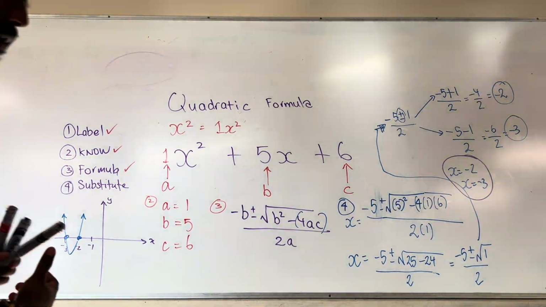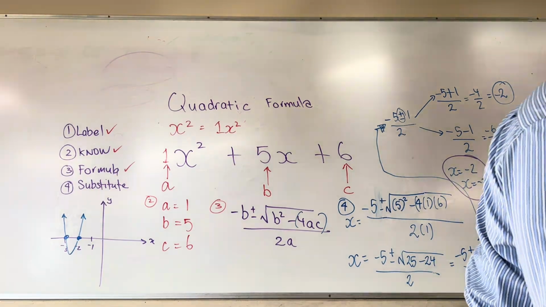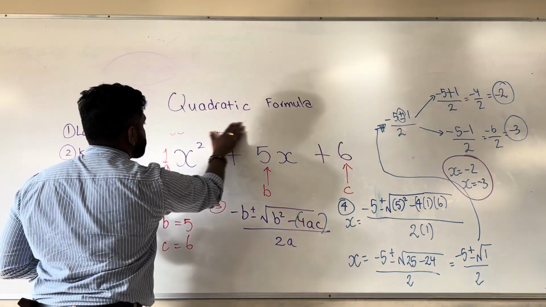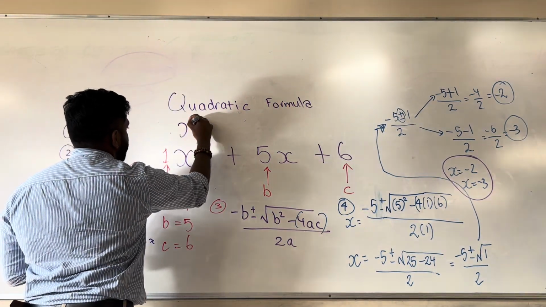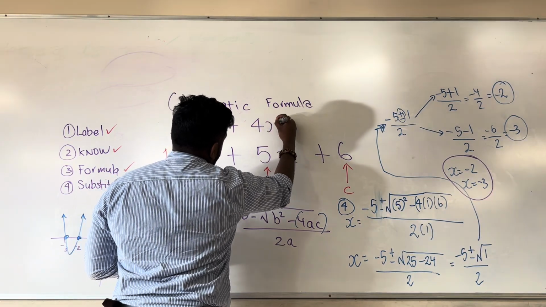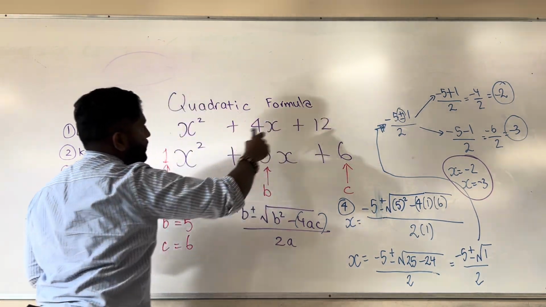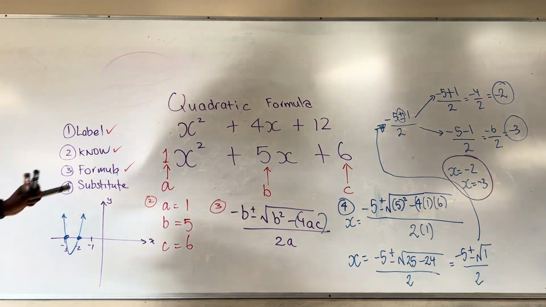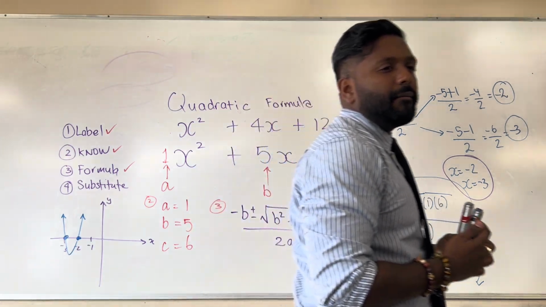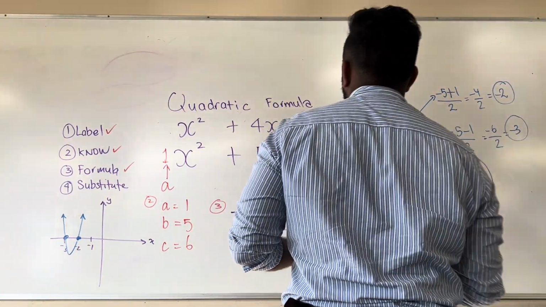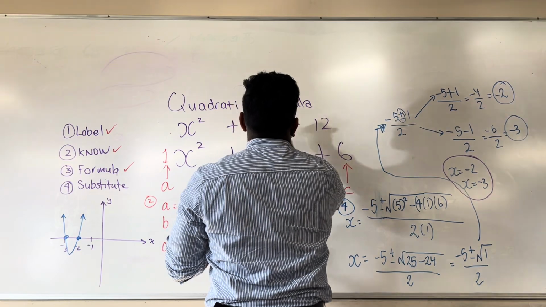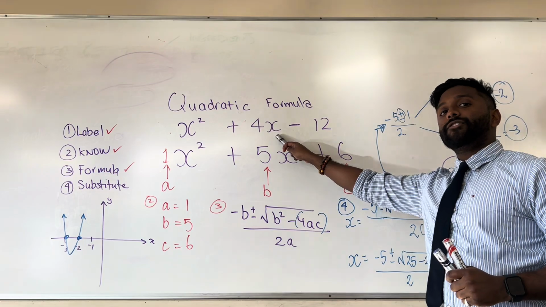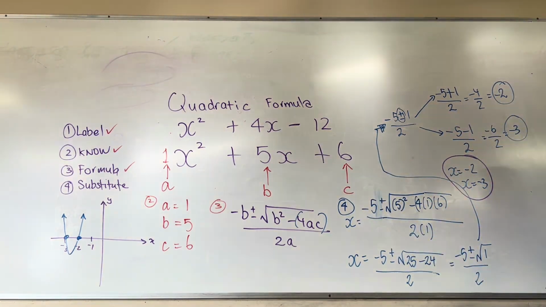The next question that we're going to have a go at is x squared plus 4x plus 12. So this is the next question, x squared plus 4x, sorry, not plus 12, it's a minus 12. And this will be in the next video, okay? So I want you to have a go at that, and then I'm going to put this up next. Okay, I want you to use the quadratic formula to find out the two solutions for x, the two x values.